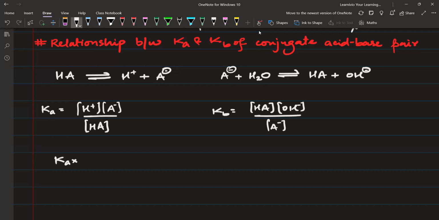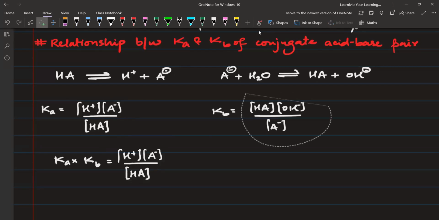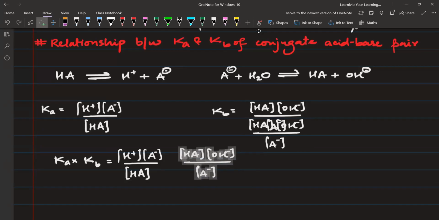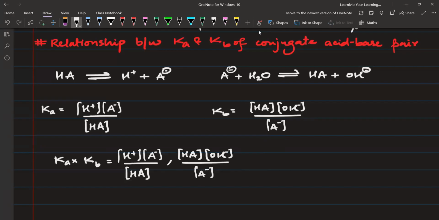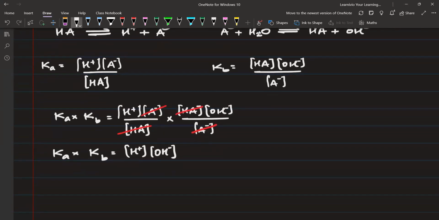If I write Ka into Kb, this will be equal to this whole thing multiplied by this whole thing. Right, a few things will get cancelled here. If you see HA will get cancelled, A negative and A negative will get cancelled. The product of Ka and Kb will be equal to H plus into OH negative. Now, H plus into OH negative will be equal to 10 to the power minus 14 at 25 degrees Celsius.